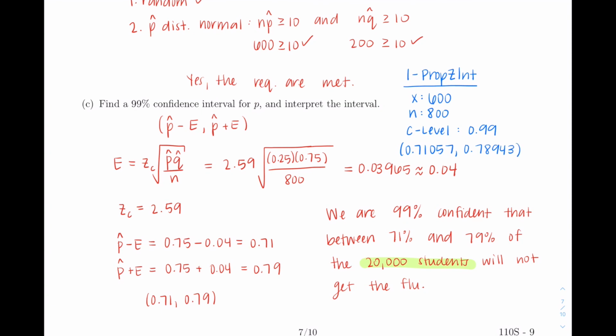to 0.78943. If you compare the two confidence intervals that we found, the one by hand and the one using the calculator, they're exactly the same. If you are using this calculator function, you'll notice that it also gives you the value of P hat, which is the same value that we calculated in the first step.